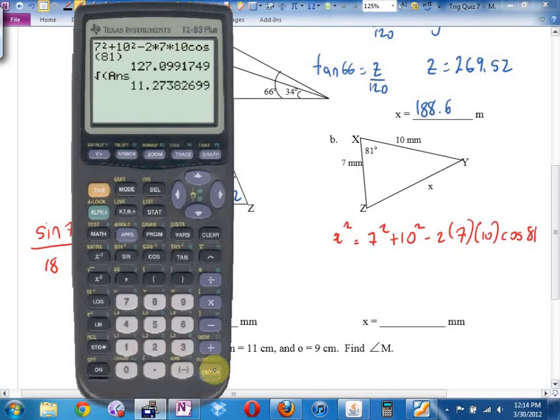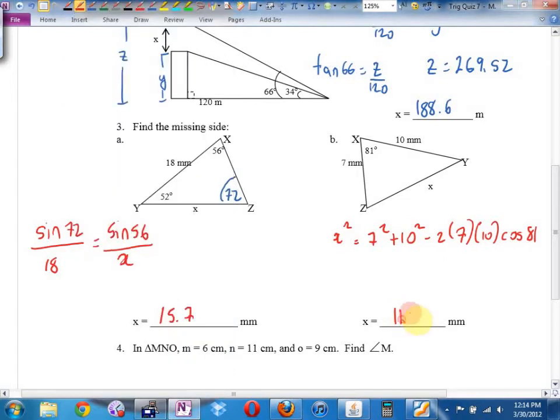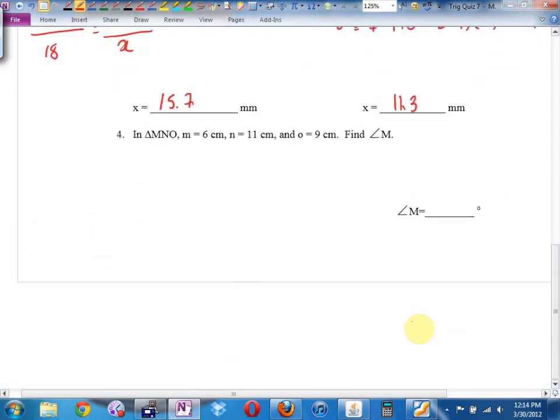You get 11.3? Last one. Let's draw the triangle. I'm going to draw mine M, N, O. Yours might look different. And this is not to scale. I've drawn it kind of looking like an equilateral triangle. It probably is. I don't care. I'm just doing a rough sketch.